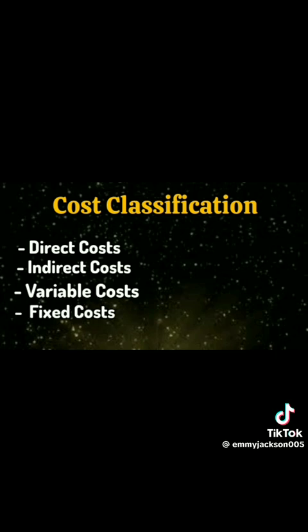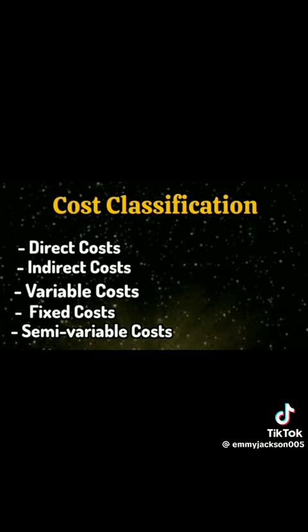4. Fixed costs. Fixed costs do not vary with the volume of production or activity level within a relevant range. These costs remain constant regardless of changes in output. Examples include rent, insurance, and salaries of management personnel. 5. Semi-variable costs. Semi-variable costs, also known as mixed costs, have both fixed and variable components. These costs have a fixed portion that remains constant and a variable portion that changes with activity level. Telecommunication bills, which have a fixed monthly charge plus additional charges based on usage, are an example of semi-variable costs.